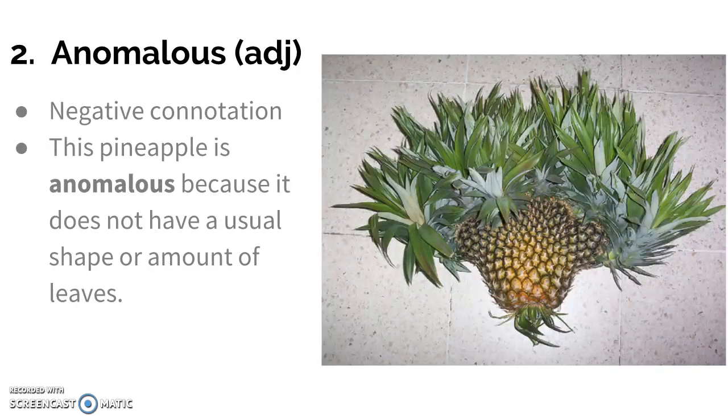Our second word is anomalous, which is an adjective. The definition for anomalous is inconsistent or deviating from what is normal. So something that is abnormal in some way is an anomalous thing. This has a negative connotation. A lot of times it's kind of the idea that something's off or not right. So for our example sentence, we have this pineapple is anomalous because it does not have a usual shape or amount of leaves.